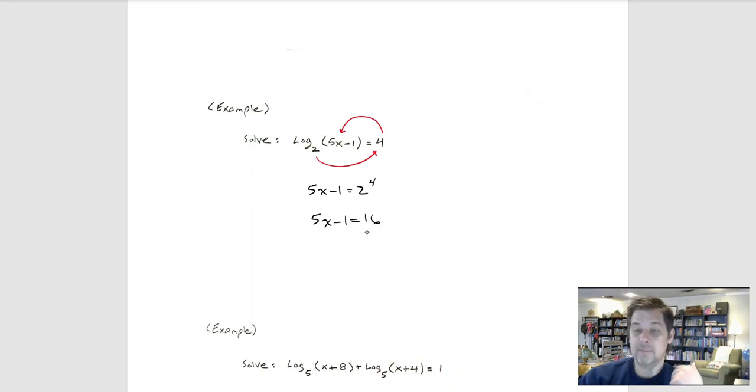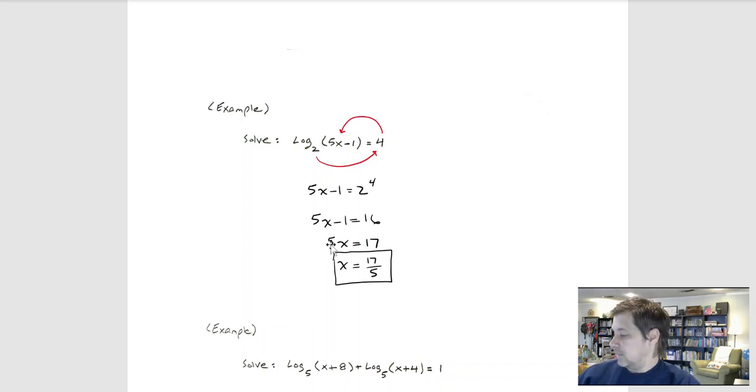So that's 16. What I always want to know is what the variable is. I want to know what the x is, so I want to isolate this x. I could add 1 to both sides and get 5x equals 17. Then, because I want to solve for x, I could divide both sides by 5 and I get 17 over 5. That appears to be my answer. See how that first principle is applied.